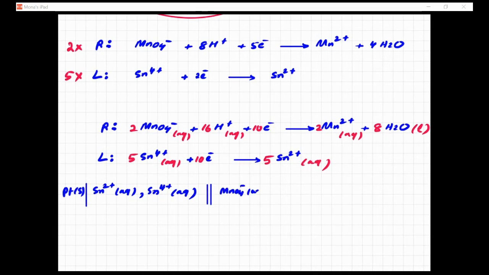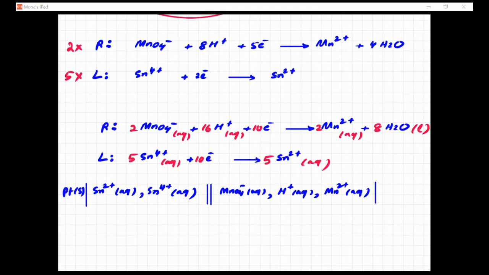MnO4⁻ aqueous, and I have H⁺ aqueous, and also Mn²⁺ aqueous. Do I have to have the H2O in it? H2O is like a solvent, so we can add it or leave it, it doesn't matter.